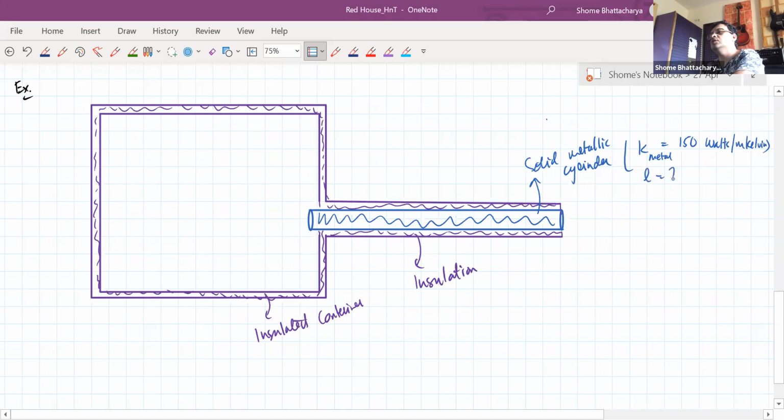The length of the rod is unknown. The cross-sectional area of the rod is 20 centimeters square. Okay, so this is length. This is cross-sectional area. Now this is the open face. Okay. Now inside this we have some kind of a heat source.